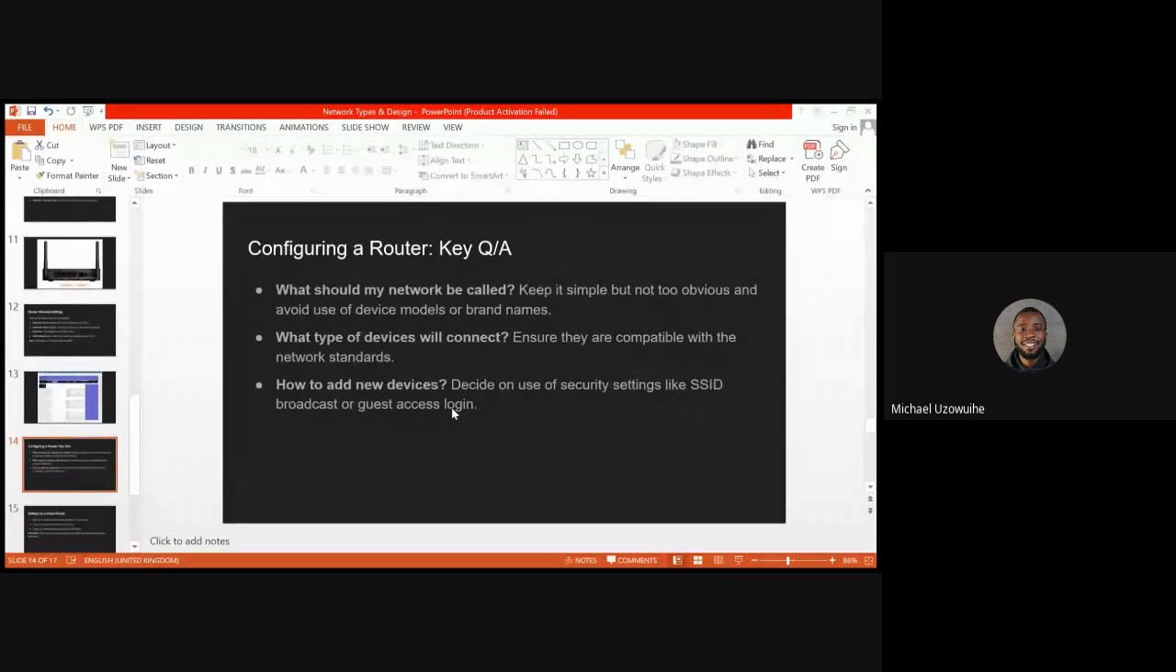First of all, there are three important questions. You ask, what should my network be called? What should the network name be? As I already told most of you, change your network name from your device name to a name that is quite different from what your device is. I know by default that is what it is. I already told you the implications of having things as defaults.